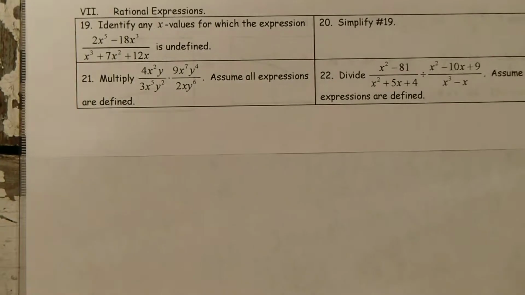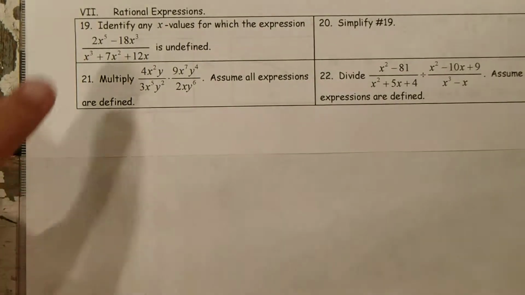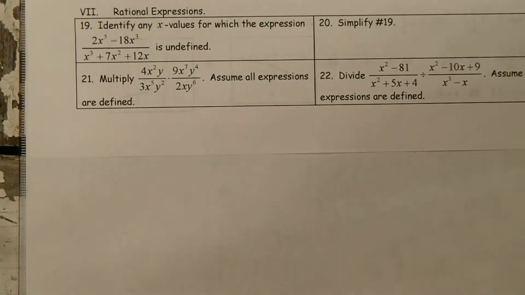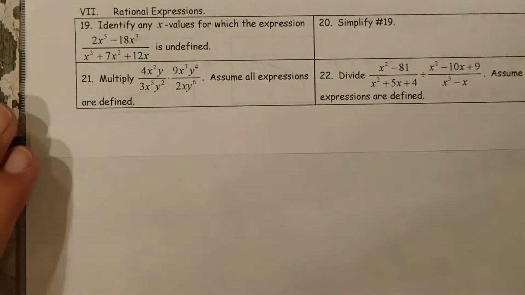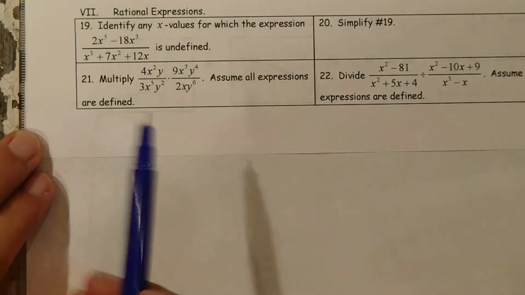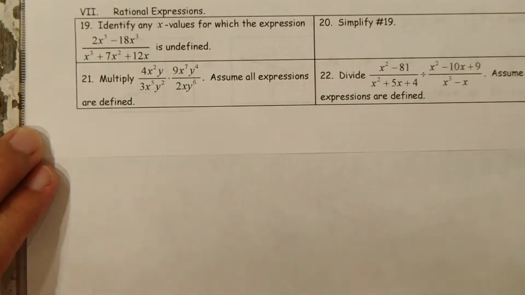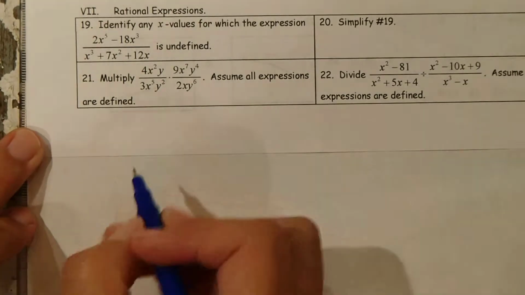Rational expressions. Identify any x values for which the expression is undefined. So the x values where it's undefined are going to be the ones in the denominator when we set it equal to 0. So let's begin with factoring. We need to see what x values could be in the denominator here. So let's begin with the numerator.